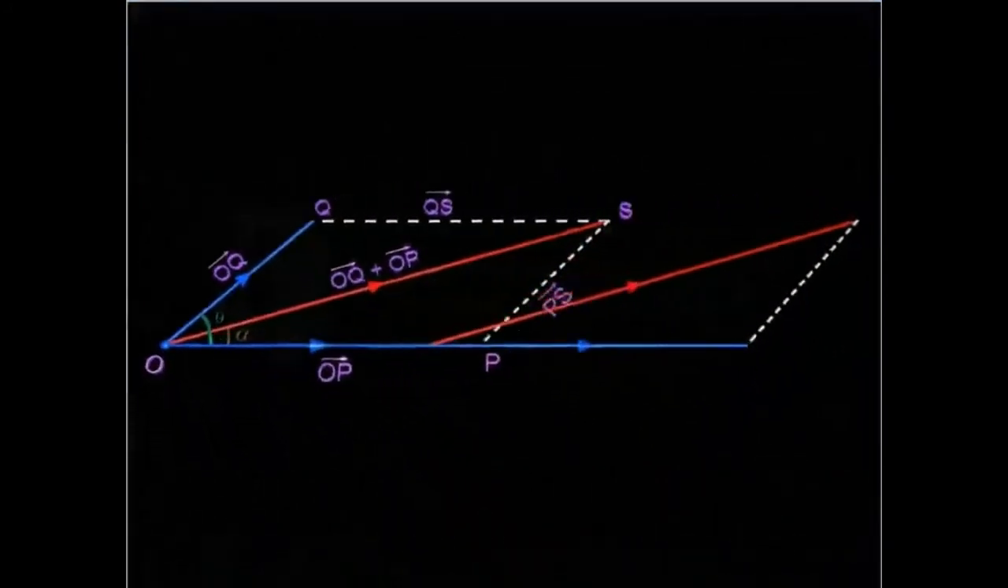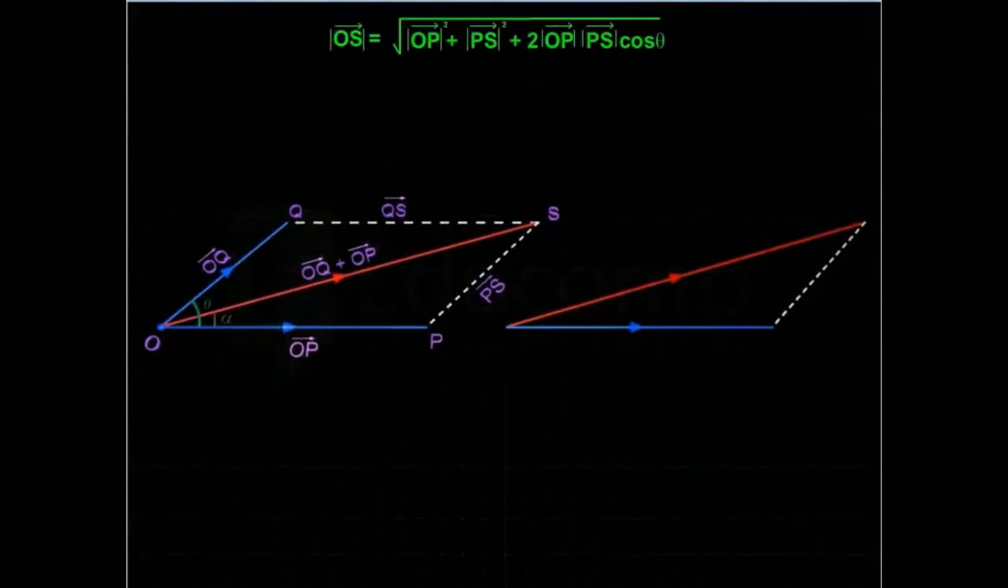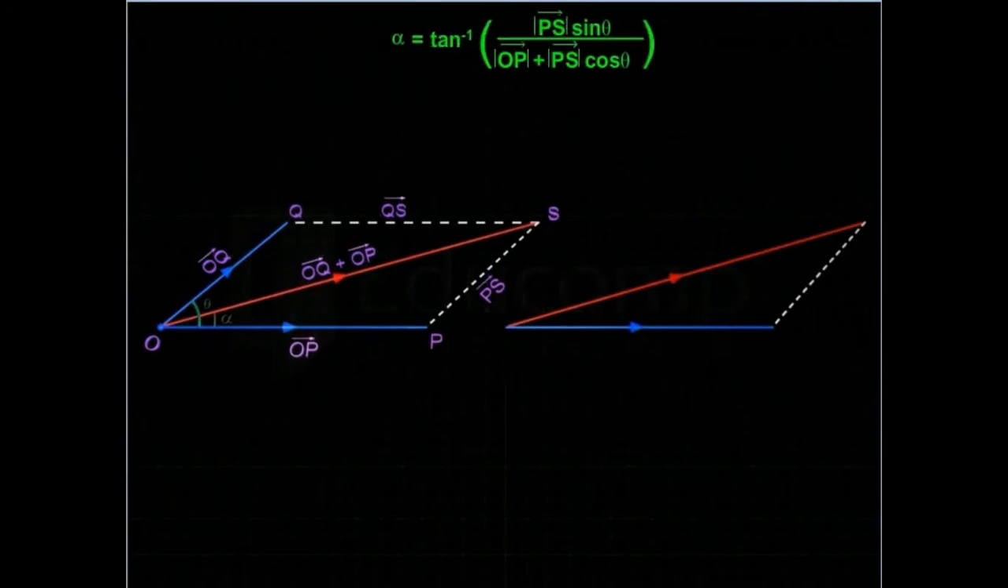Since the two methods are equivalent, the magnitude of the resultant vector OS of vectors OP and OQ will be the square root of OP square plus PS square plus 2 OP PS cos theta, and its direction will be tan inverse of PS sin theta upon OP plus PS cos theta.